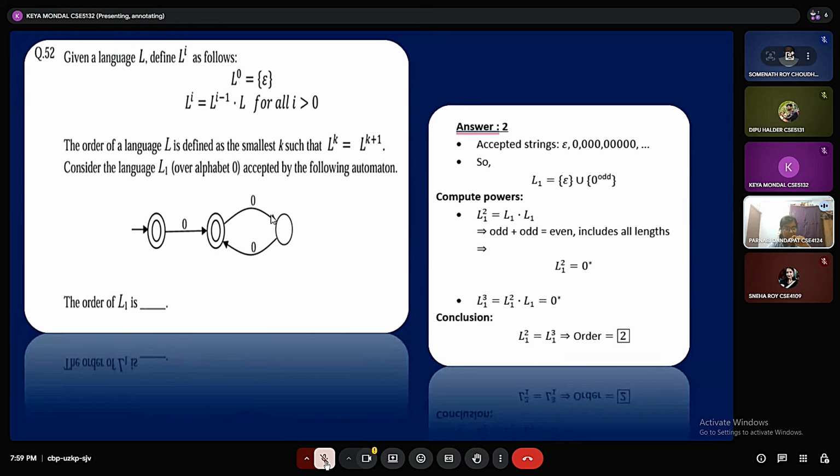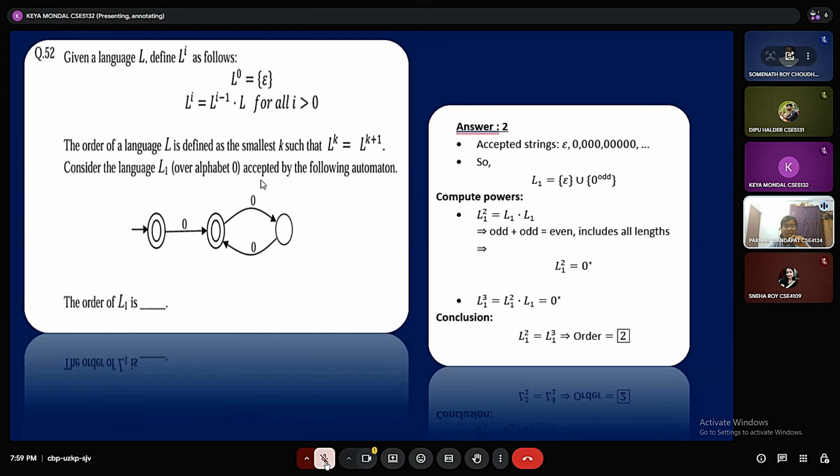Consider the language L1 over alphabet {0} accepted by the following automaton. The order of L1 is asked here. The accepted strings are epsilon, because the first state is an accepting state, so it can accept anything. The accepted strings are epsilon, 0, 000, 00000, etc. So L1 is epsilon union 0 to the power odd.